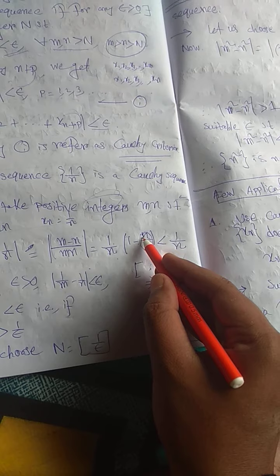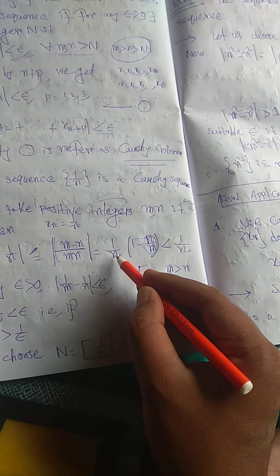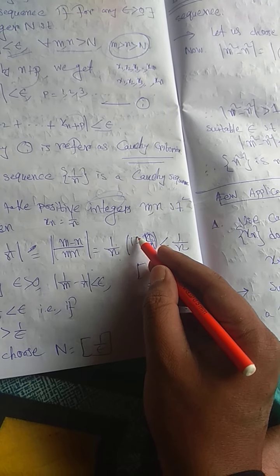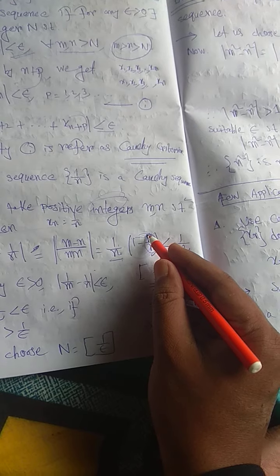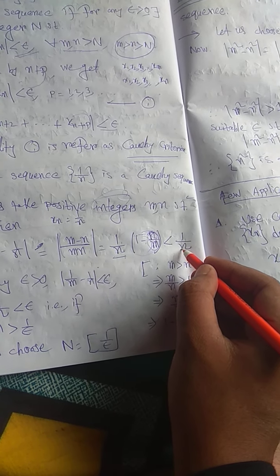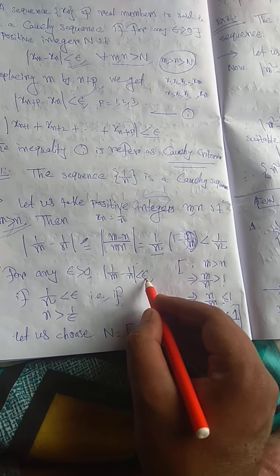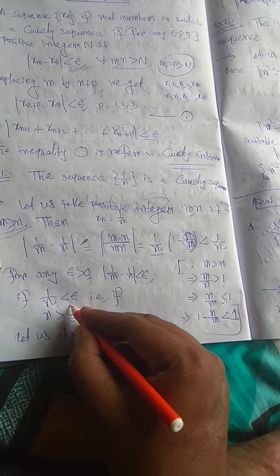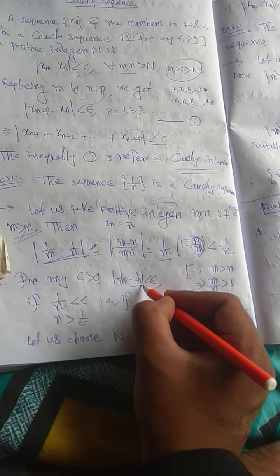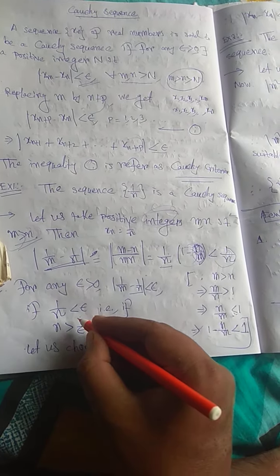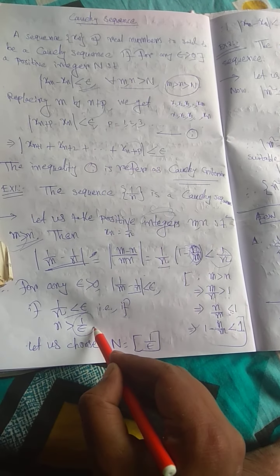So this term is greater than 0 but less than 1. Therefore this difference is less than 1. So this product, with the term less than 1, means this product is less than 1 by n. Now if I choose this less than epsilon, that means this quantity is less than epsilon. This difference is less than epsilon if this 1 by n is less than epsilon. That means n is greater than 1 by epsilon.